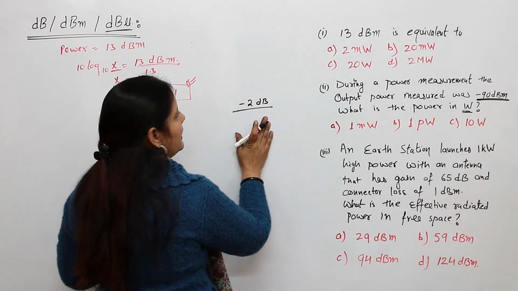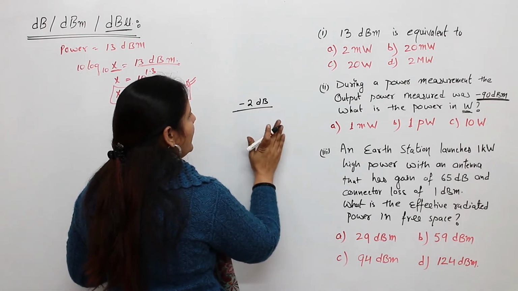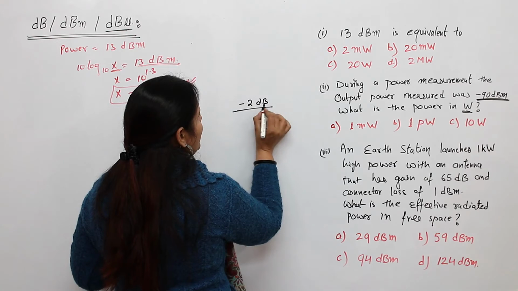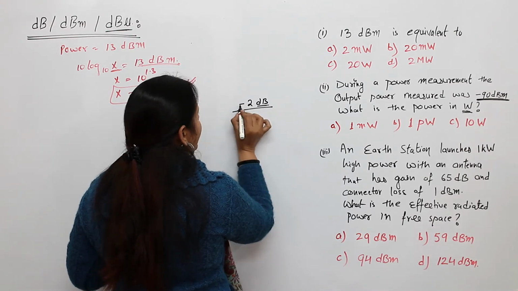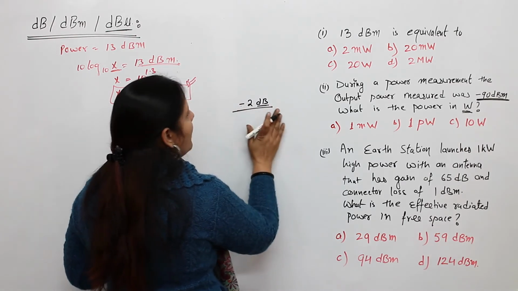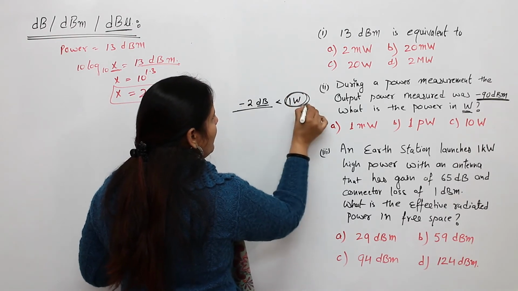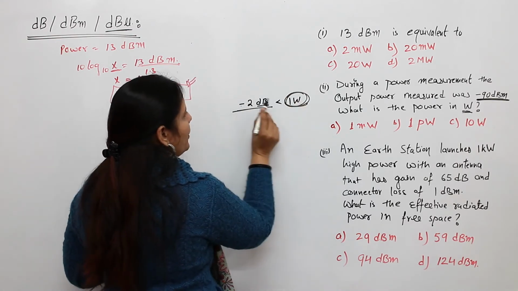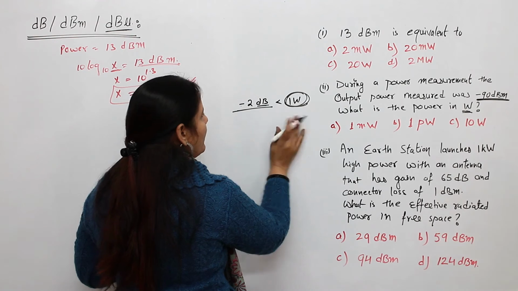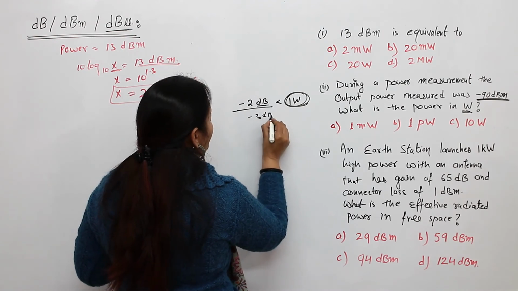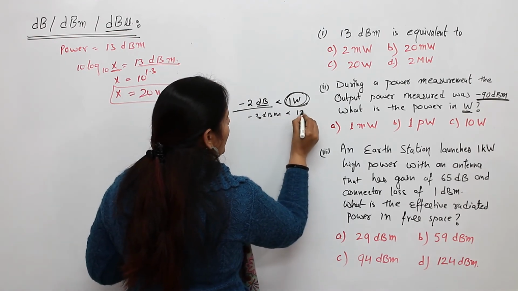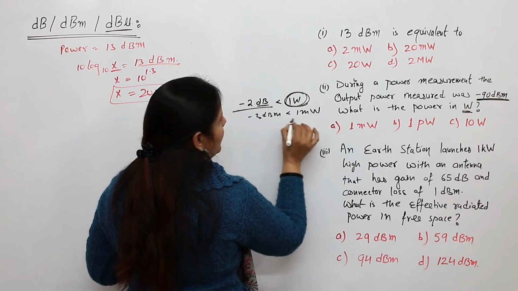This is possible with dB, dBm or dBmicro. When the unit is dB and there is a minus sign, that says your power is lesser than 1 watt. Your reference power is 1 watt and this minus sign says your power is lesser than 1 watt. Minus 3 dBm says your power is lesser than 1 milliwatt.